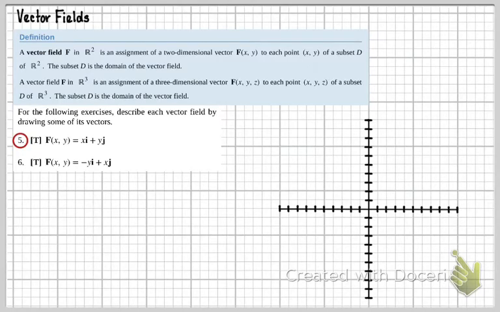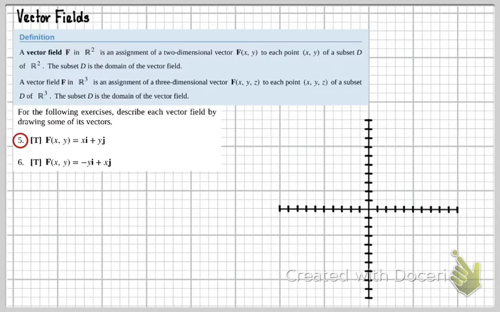Vector fields. A vector field F in R2 is an assignment of a two-dimensional vector f(x, y) to each point (x, y) of a subset D of R2. The subset D is the domain of the vector field. A vector field in R3 is an assignment of a three-dimensional vector f(x, y, z) to each point (x, y, z) of a subset D of R3. The subset D is the domain of the vector field.